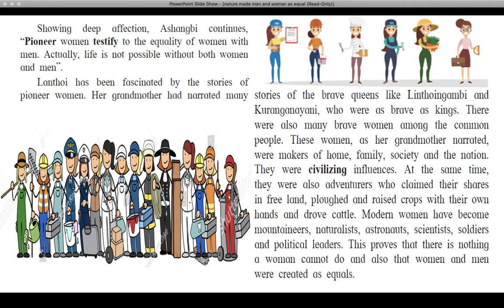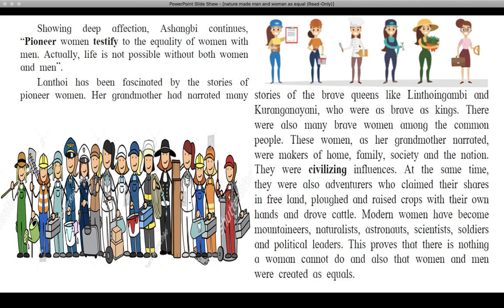She also talks about modern women and how women nowadays can do anything that they feel like. They can become mountaineers, astronauts, scientists. In the beginning only men were supposed to take up these career opportunities, but now women can even become political leaders, they can become astronauts. You all have heard of various astronauts that have gone to space that were women, yes or no?